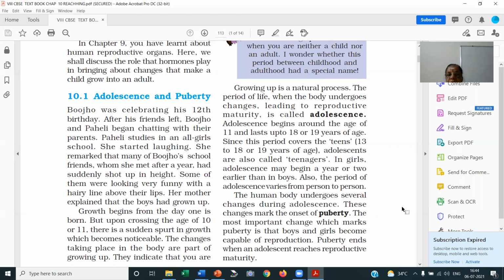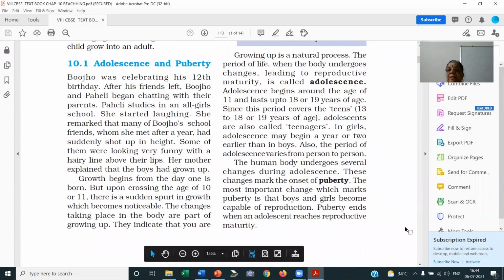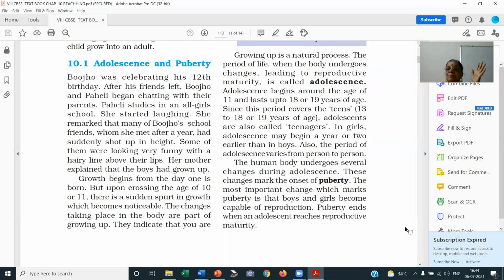The next one: the human body undergoes several changes during adolescence. These changes mark the onset of puberty. The most important change which marks puberty is that boys and girls become capable of reproduction. That's very important. Puberty ends when an adolescent reaches reproductive maturity. Once reproduction starts, the reproductive life cycle will go on. I hope you follow. So in these two paragraphs, note down the definitions for adolescence and puberty.